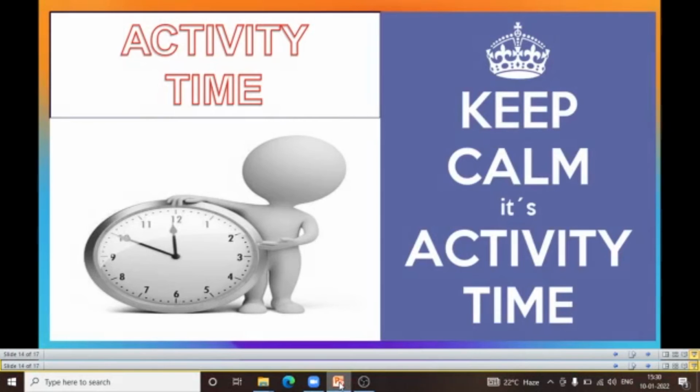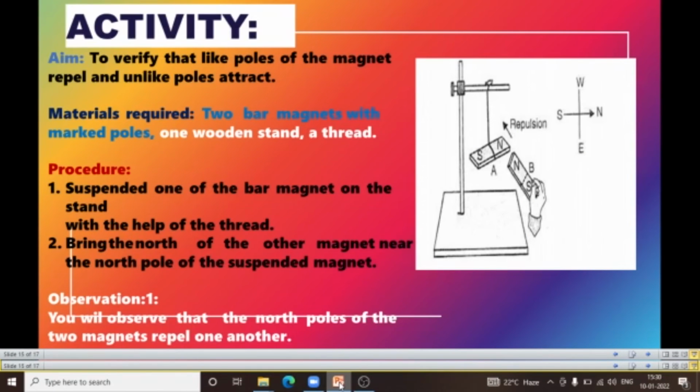It's activity time. Aim: to verify that like poles of a magnet repel and unlike poles attract. Materials required: two bar magnets with marked poles, one wooden stand and a thread. Procedure: suspend one of the bar magnets on the stand with the help of the thread. Now bring the north pole of the other magnet near the north pole of the suspended magnet.